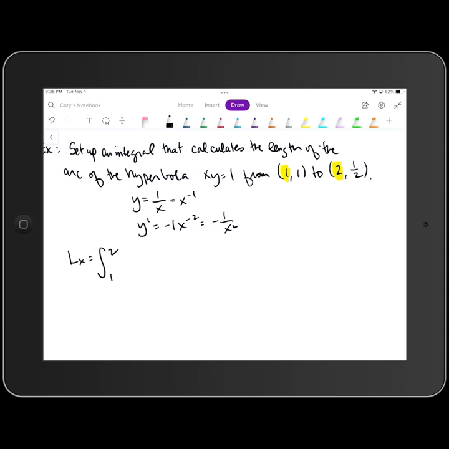And then we're going to integrate the square root of 1 plus dy over dx, which is negative 1 over x squared, quantity squared, which we're integrating with respect to x. So I'm just going to simplify this just a touch. So this is going to become the square root of 1 plus negative 1 over x squared becomes 1 over x to the 4th power.